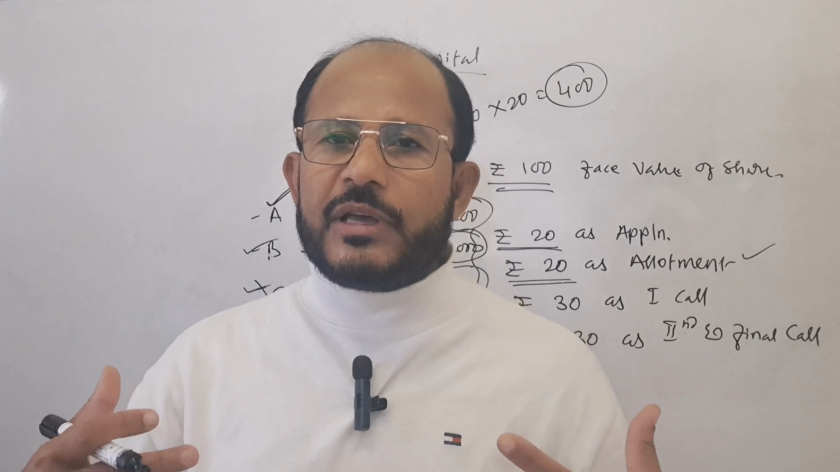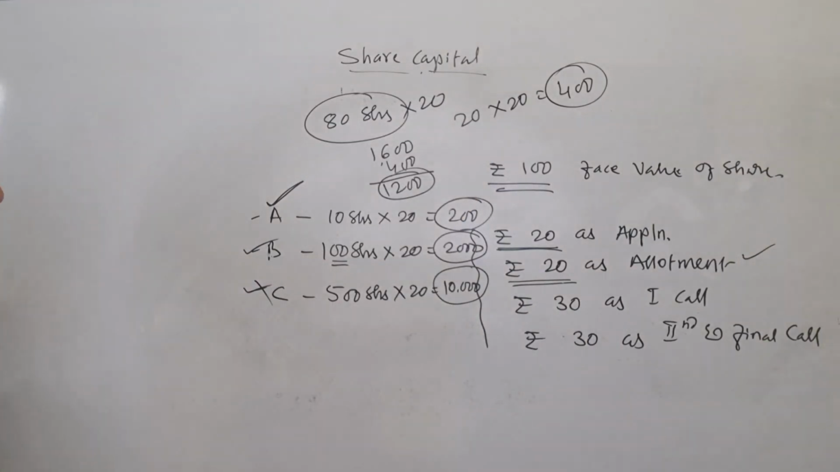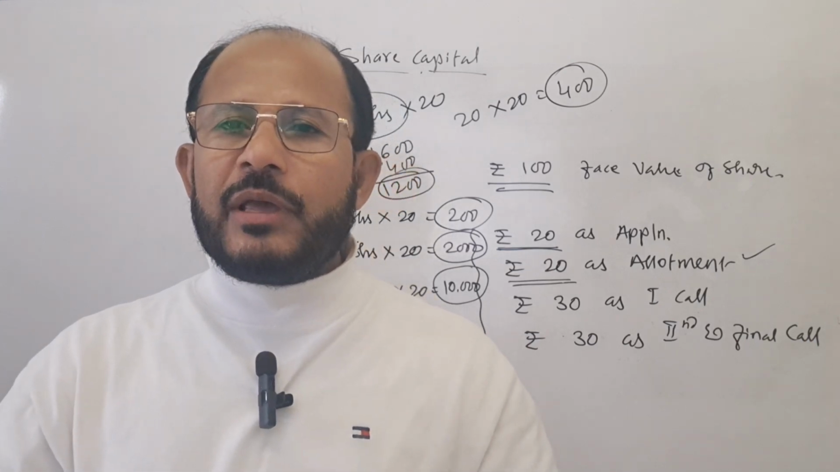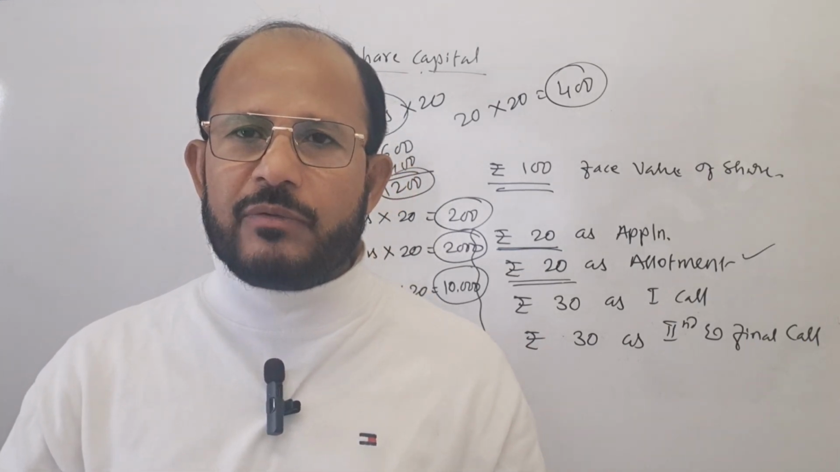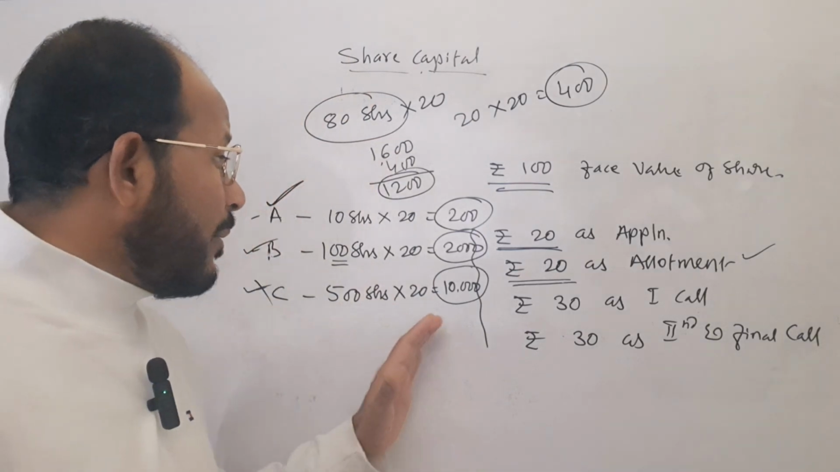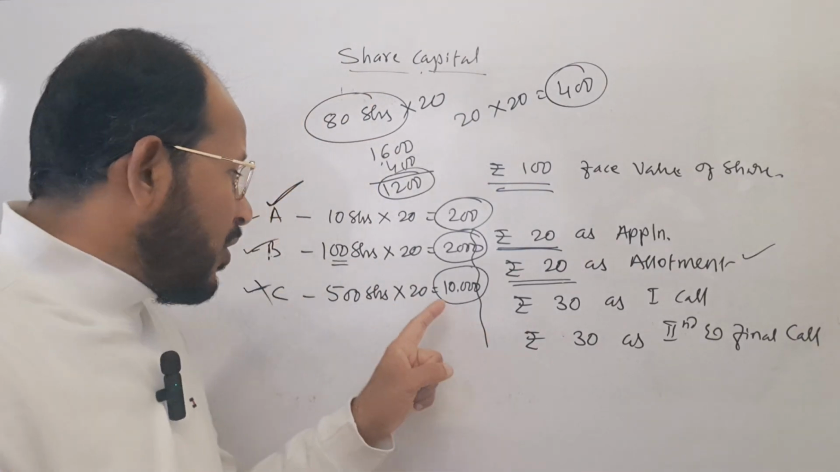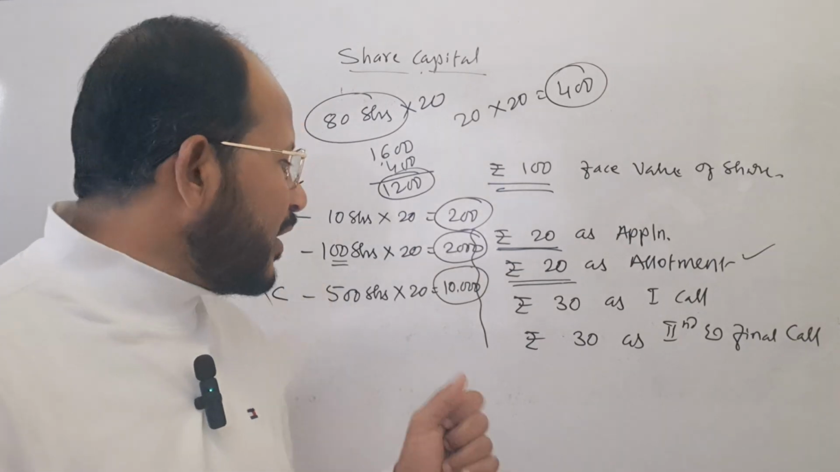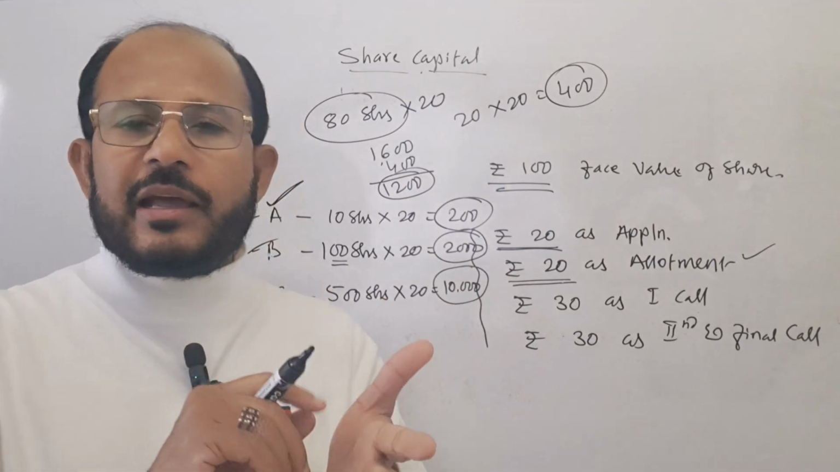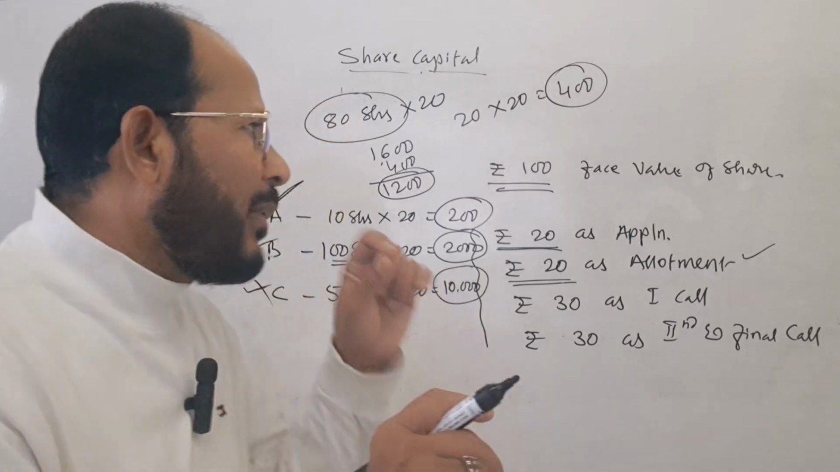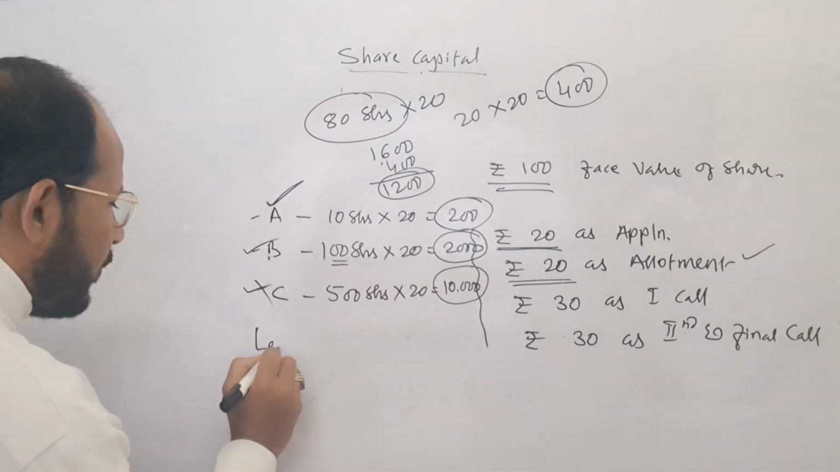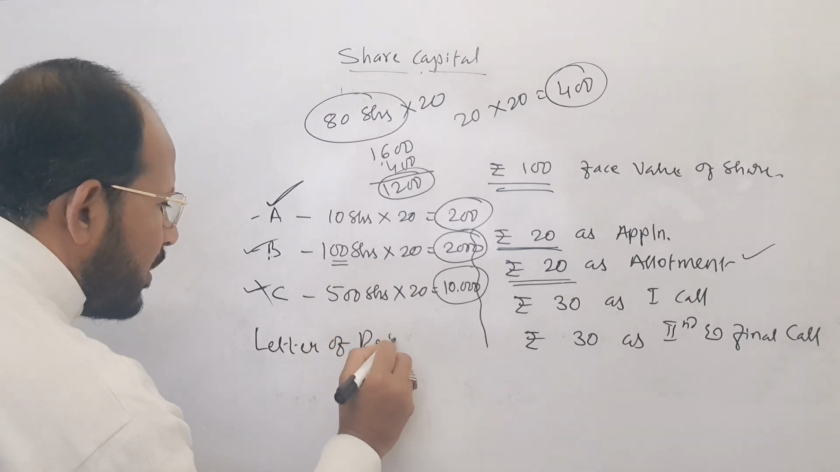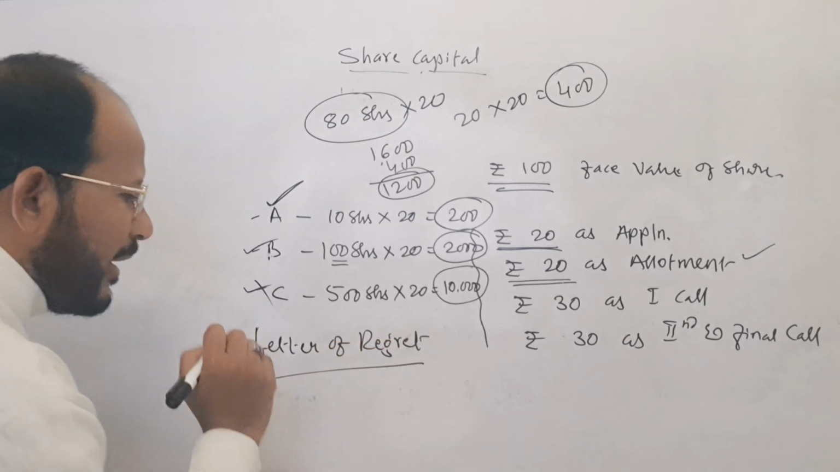In case shares are not allotted to Mr. C, now he is not called a shareholder of the company. But what about his application money? Because how much amount has he sent? Rupees 10,000 he had sent. That is why the company will send a letter of regret. That is called a letter of regret. What is this letter of regret?